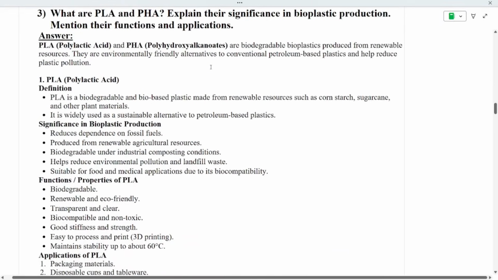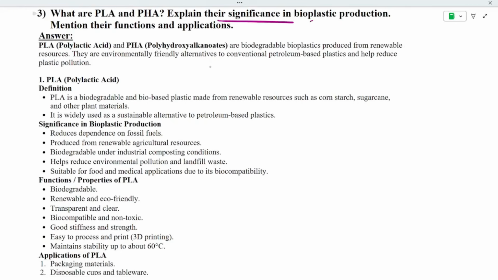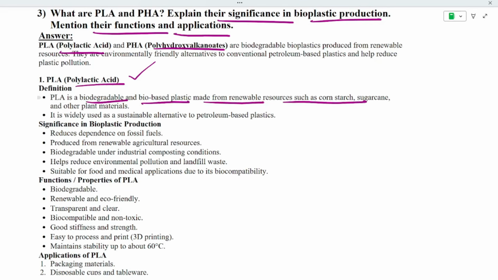Next is PLA and PHA. Explain their significance in bioplastic production, and their functions and applications. What is PLA? Polylactic acid. And what is PHA? That is polyhydroxyalkanoates. Okay. PLA is a biodegradable, bio-based plastic made from renewable resources such as corn starch, sugarcane and other available plant materials. It is widely used as a sustainable alternative to petroleum-based products.